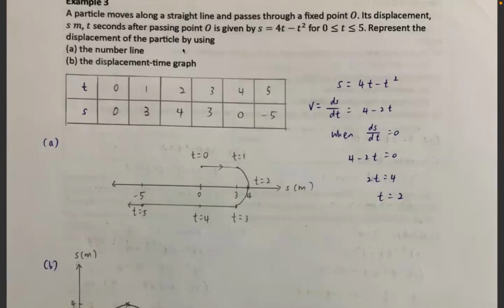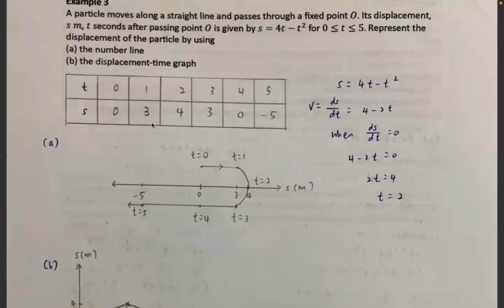For part A, we need to draw the number line. For the number line, displacement is the value on the line. So we identify that for the number line, -5, 0, 3, and 4 are the values of displacement. You label -5, 0, 3, and 4. After that, you fill in the time. When t equals 0, s equals 0. So this is s equals 0. You start your particle here, t equals 0.